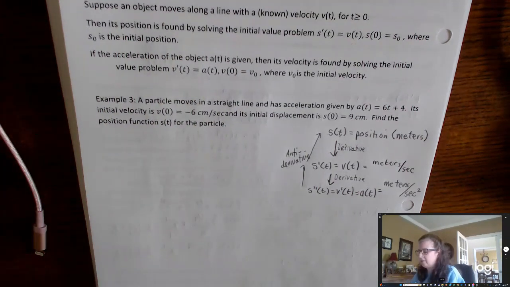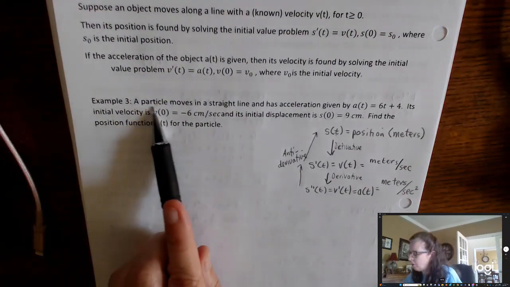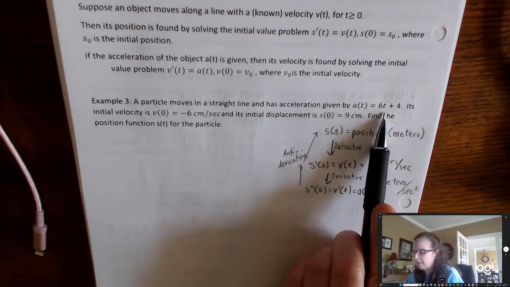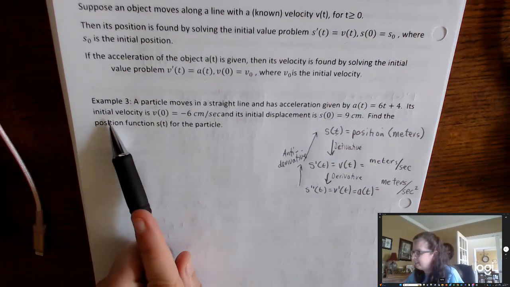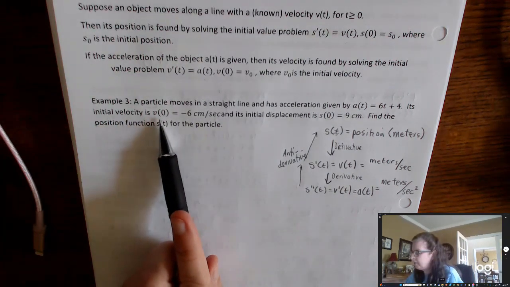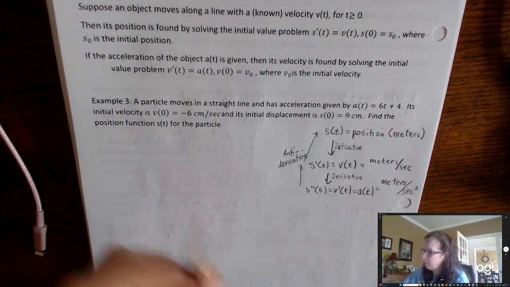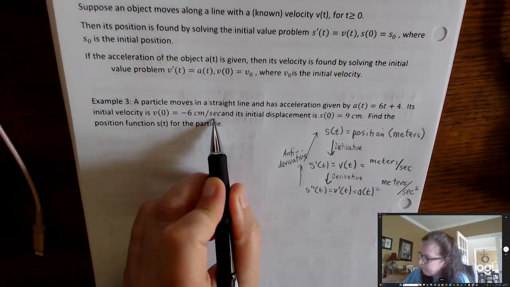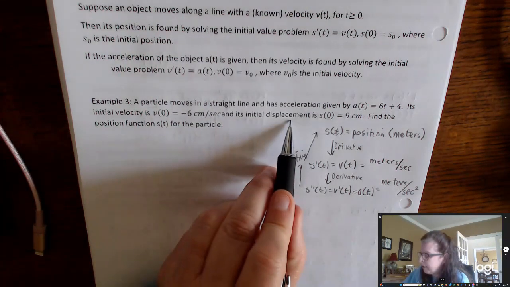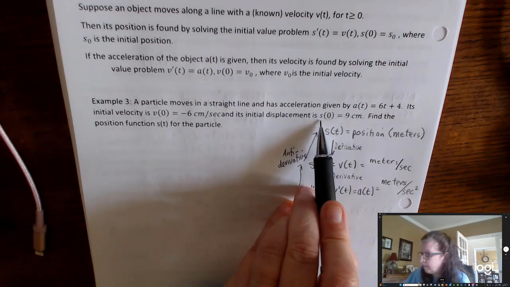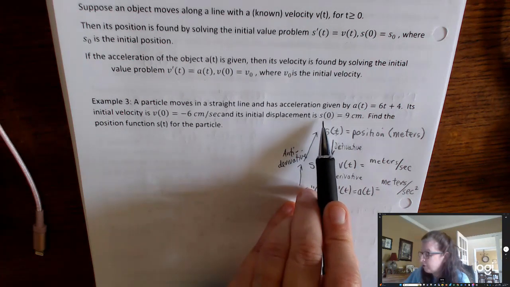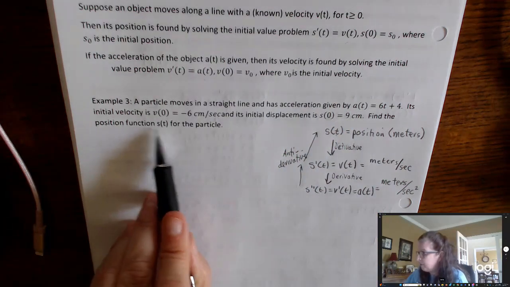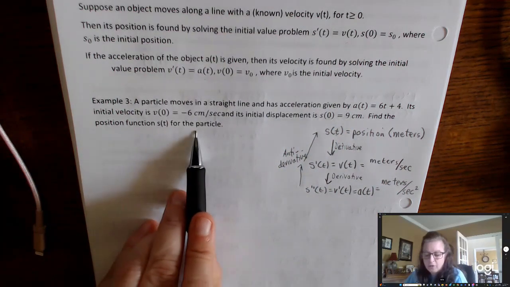Okay, so let's look at this example. It says a particle moves in a straight line and has an acceleration of 6t plus 4, and its initial velocity is v of 0 equals negative 6, so that's a point, and the unit is centimeters per second. And its initial displacement, that's another point, but that's on the position function, is S of 0 equals 9 centimeters. Find the position function S of t for the particle.